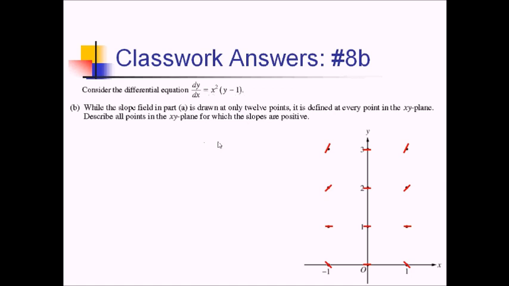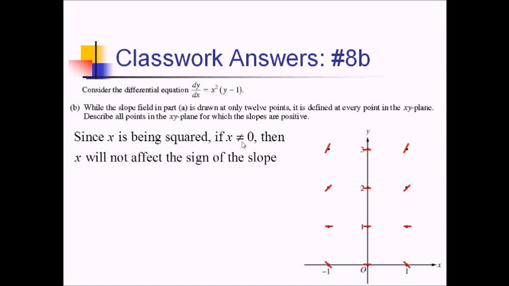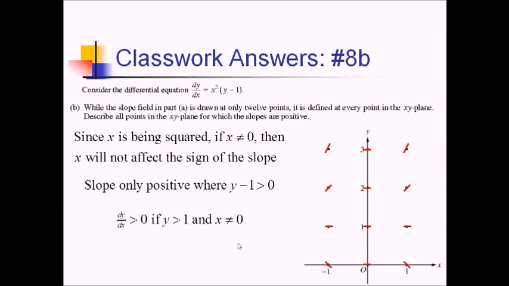All right, so taking a look at the x's, since those are being squared, if x is not 0, then x is not going to affect the sign of the slope. Because x squared is always going to give you something positive, unless the x value is 0. So really then, as long as x does not equal 0, it all comes down to this y minus 1 factor. So our whole slope is going to be positive if x is not 0 and y minus 1 is greater than 0. So putting all that together, we can say our slope is positive if y is greater than +1 and x does not equal 0.